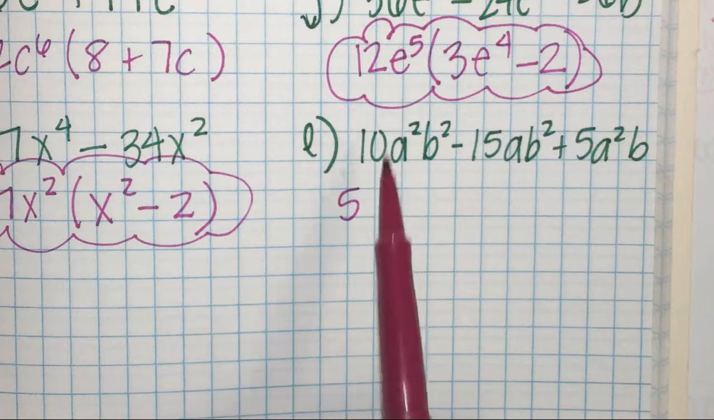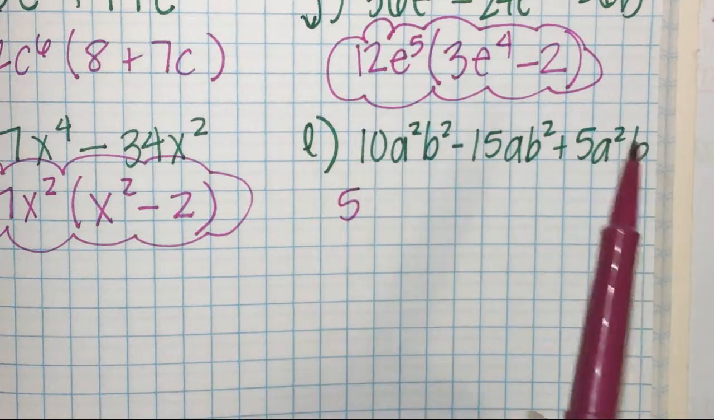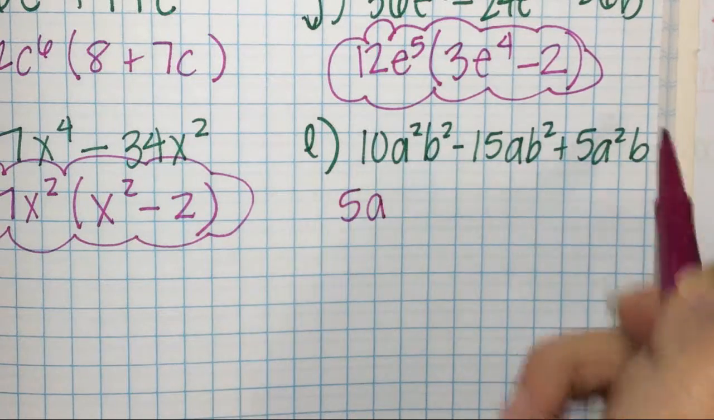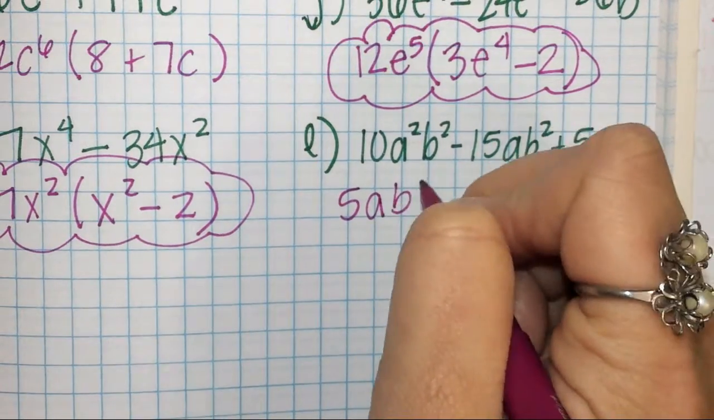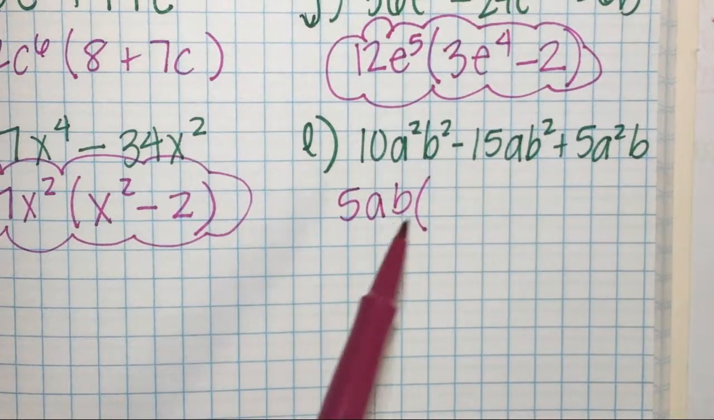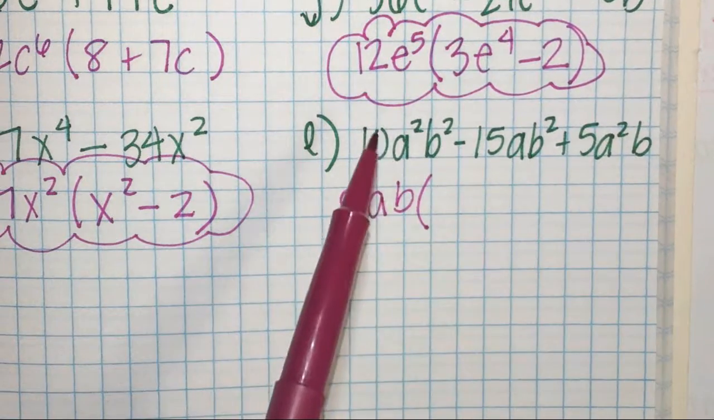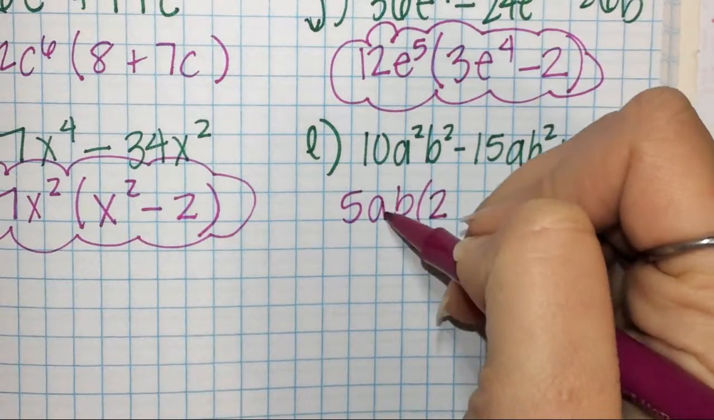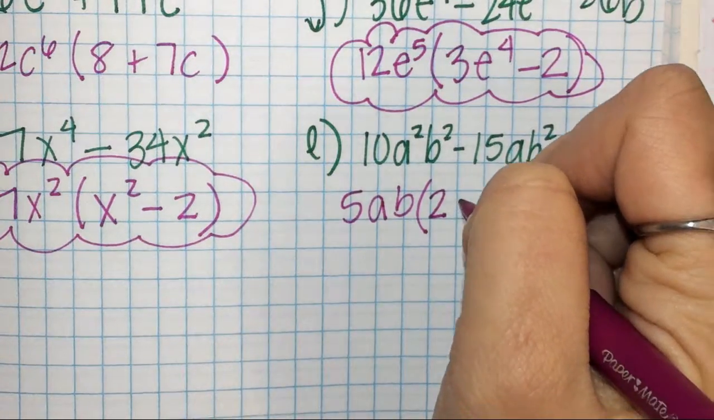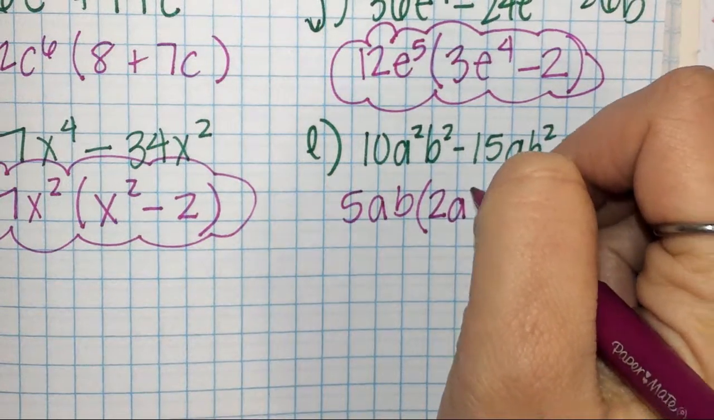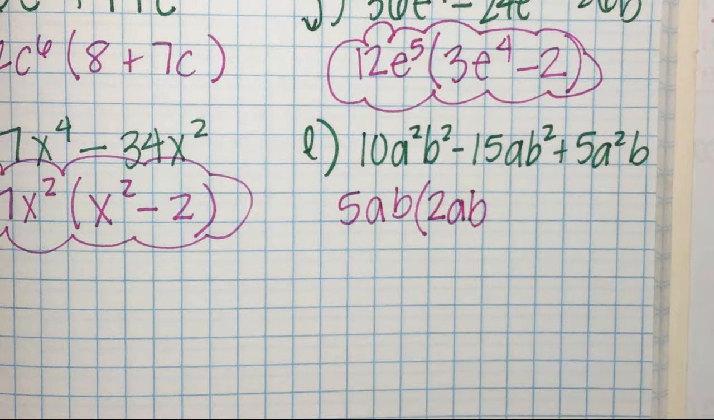Alright, now what's smaller? Of all of our a's, 2, 1, or 2? 1. Okay, of our b's, 2, 2, or 1? Okay, so then you're just going to divide each term by that. So if you have 3 terms in your problem, you're going to end with 3 terms in your parentheses. So what's 10 divided by 5? And if you have 2 a's and you take out 1, how many are left over? If you have 2 b's and you take out 1, how many are left over? Alright, now divide the other 2 terms without me.